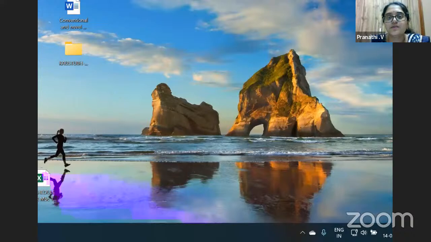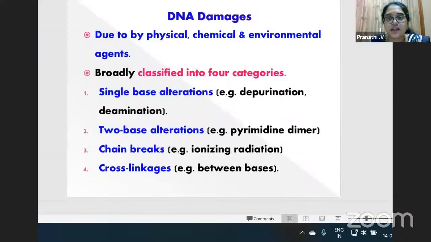The different kinds of damage that can take place include DNA getting damaged by physical, chemical, or environmental agents. It can be classified broadly into 4 categories: single base alteration, two base alterations, chain breaks, and cross linkages.